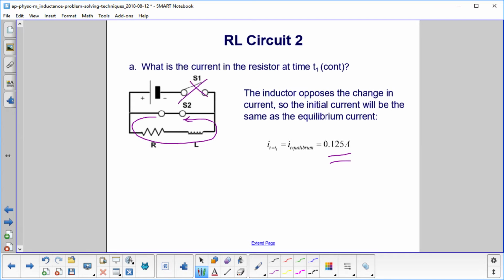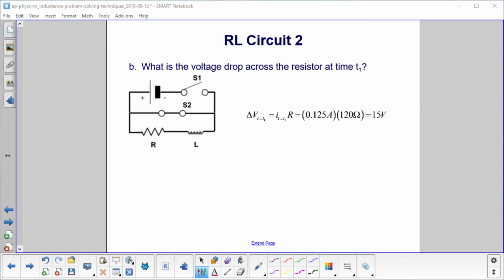the open switch S1. What is the voltage drop across the resistor at time t1? Well, that's going to be equal to the current at time t1 times the resistance, so still 15 volts.